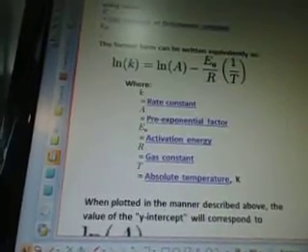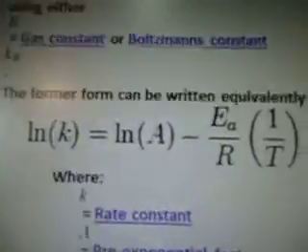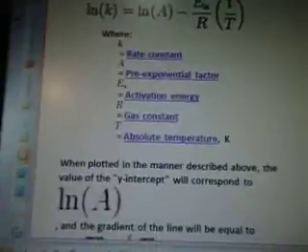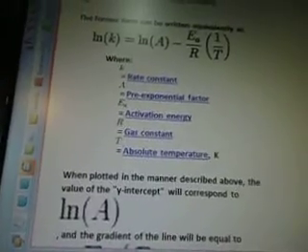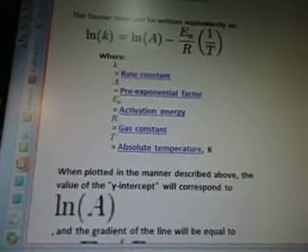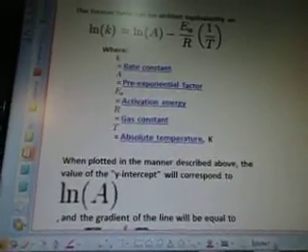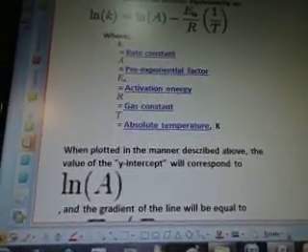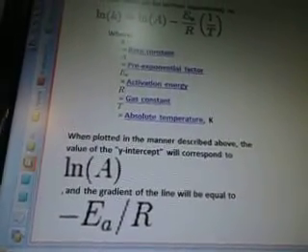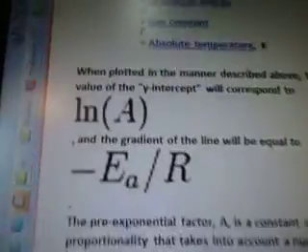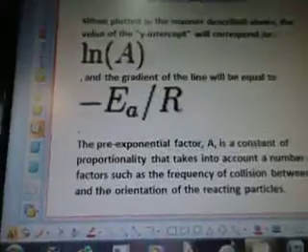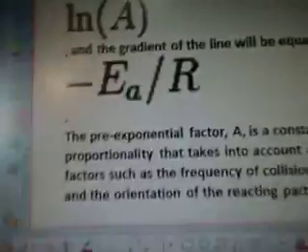The former form can be written equivalently as this. Okay? So where k equals rate constant, A equals pre-exponential factor, EA equals activation energy, R equals gas constant, and T is absolute temperature, and k, when plotted in the manner described above, the value of the y-intercept will correspond to ln A, and the gradient of the line will equal minus EA/R.